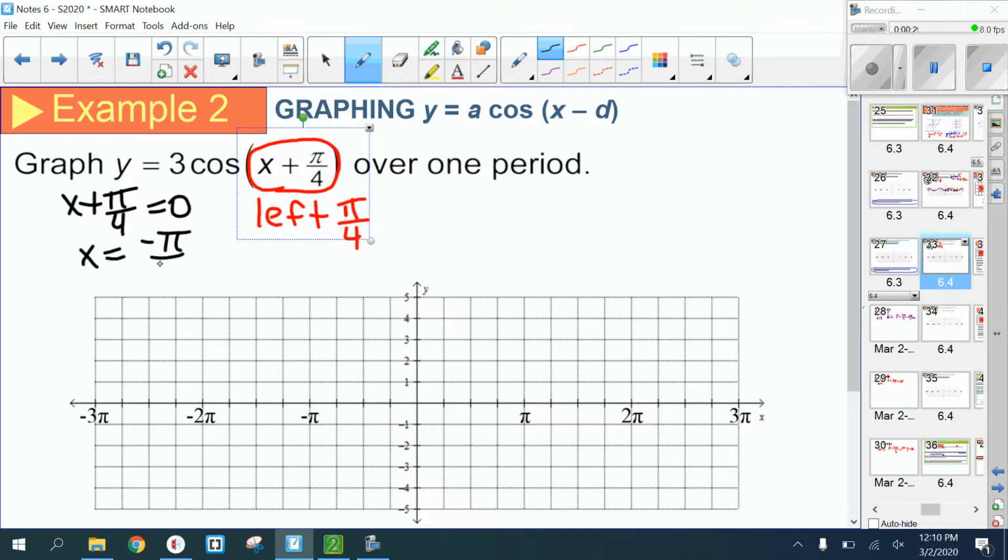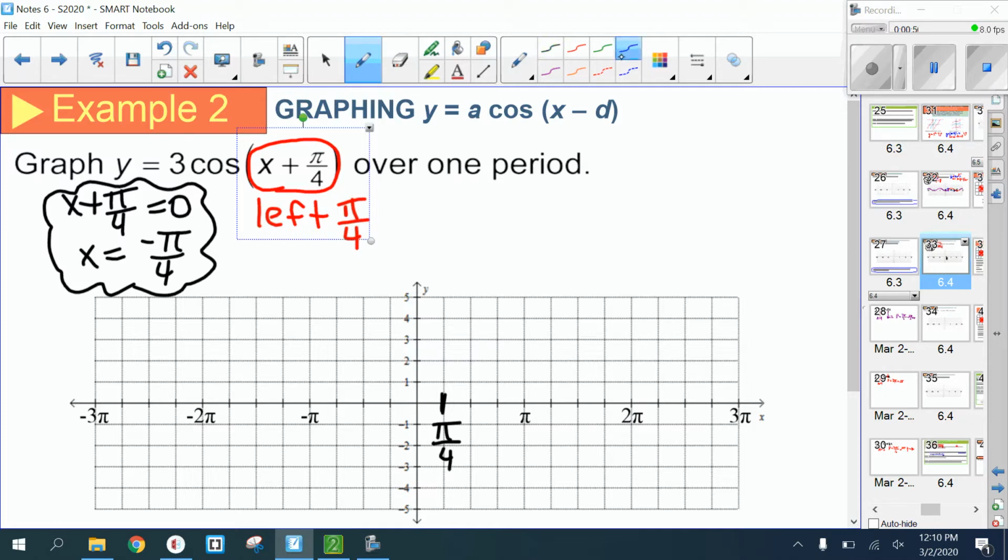I really don't want to have to do this. This is maybe my thought process, but I really don't need to do this to see that we're going to shift to the left pi over 4. Now down on your graph, you should know that pi over 4 is equivalent to 1 tick mark. So when I say I'm shifting left pi over 4 on this graph paper, that means left 1 tick mark.